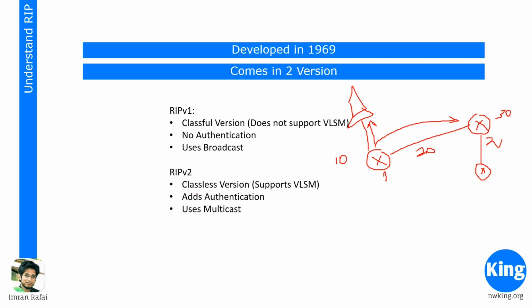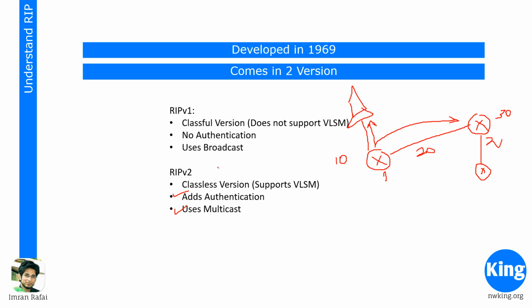In version 2, that was taken care of, and there was a multicast ID, and the multicast IP is where all the updates are sent. So only devices that are tuned to listen to that multicast IP are the ones that were getting those updates, right? And it also adds authentication, like I said. So you could actually set up an authentication, and only if those authentication passwords match, they will receive or accept updates from the neighbor. Also, it supported classless version.